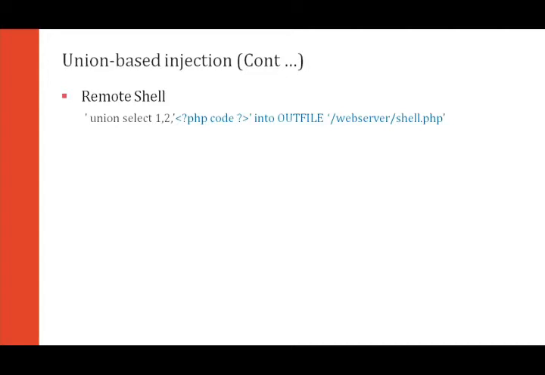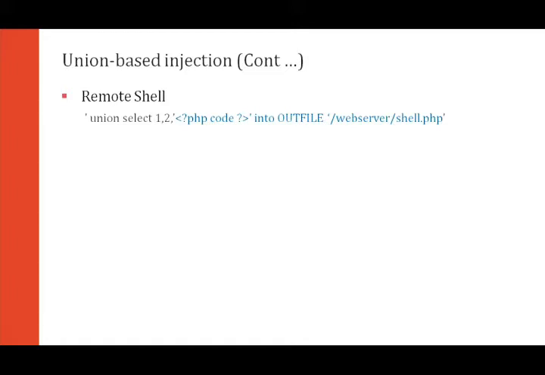The way it works is you do a union select 1, 2, which is the first 2 columns, and in the third column, you put PHP code. That PHP code accesses another functionality in MySQL, which is outfile. Outfile allows you to write information into a file in the web server.